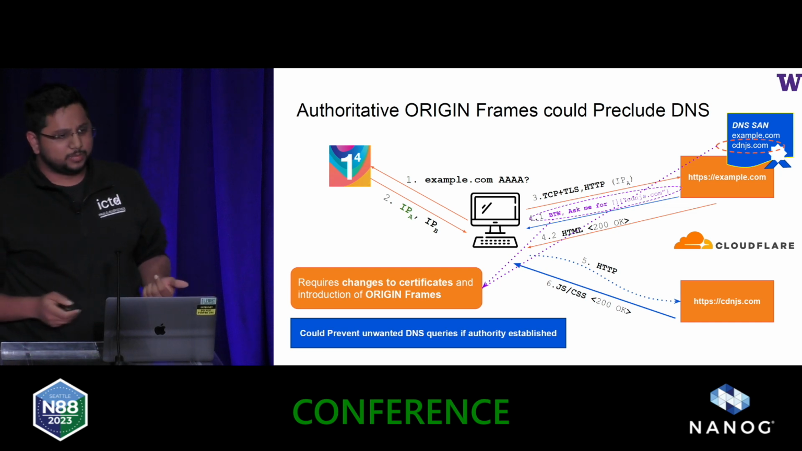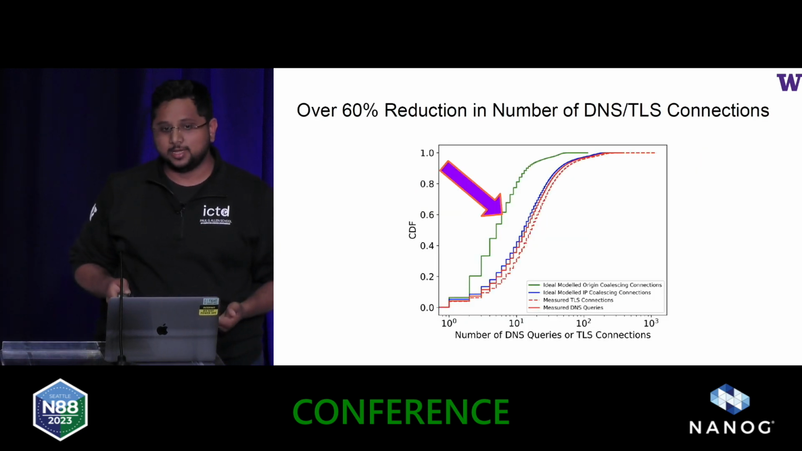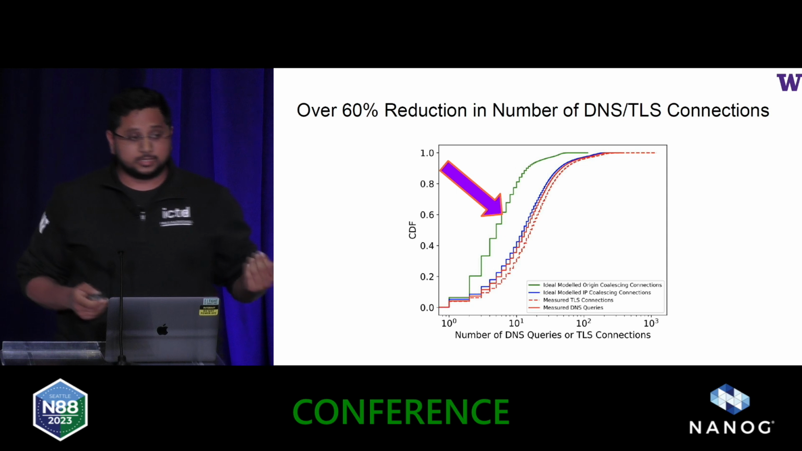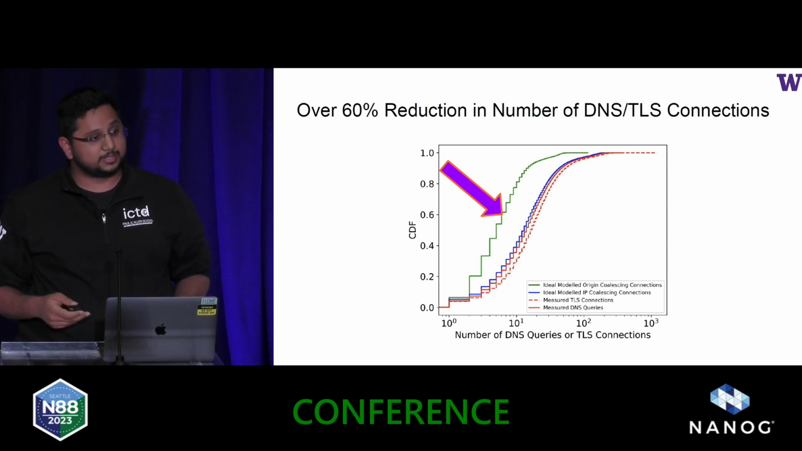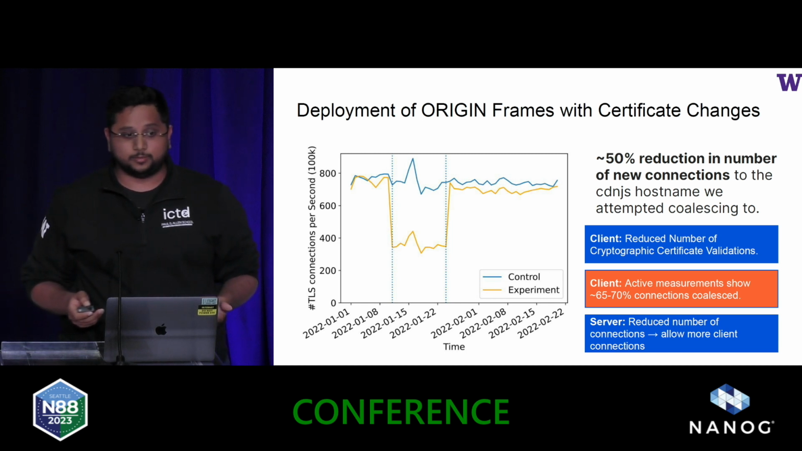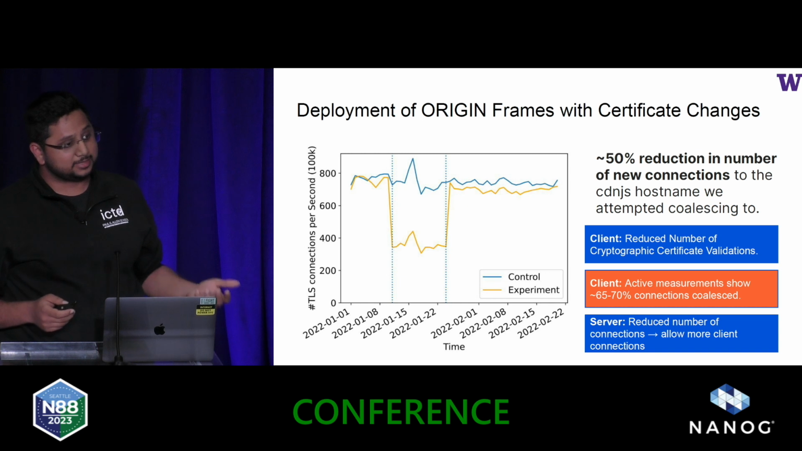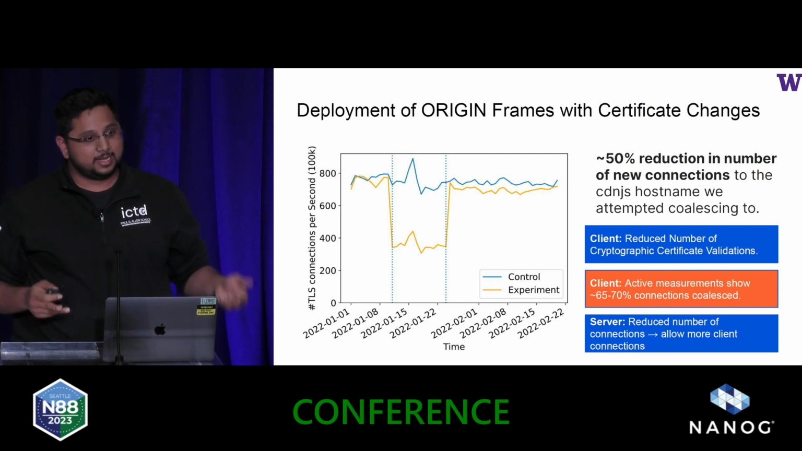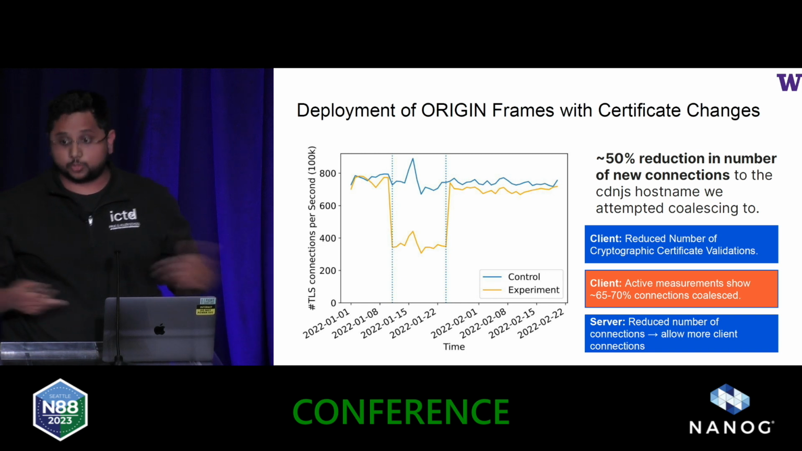But does this actually work in practice? What does the impact of this even look like? When we ran a bunch of measurements, we realized that using this mechanism could save over 60% of the redundant DNS and TLS connections that we make today. And we deployed this in production with 5,000 websites, and we realized that the same servers now receive 50% fewer TLS connections for those websites, allowing us to repurpose the same servers for more clients.